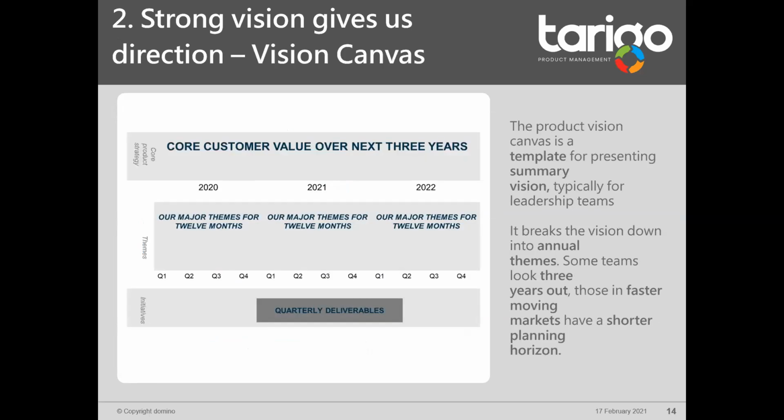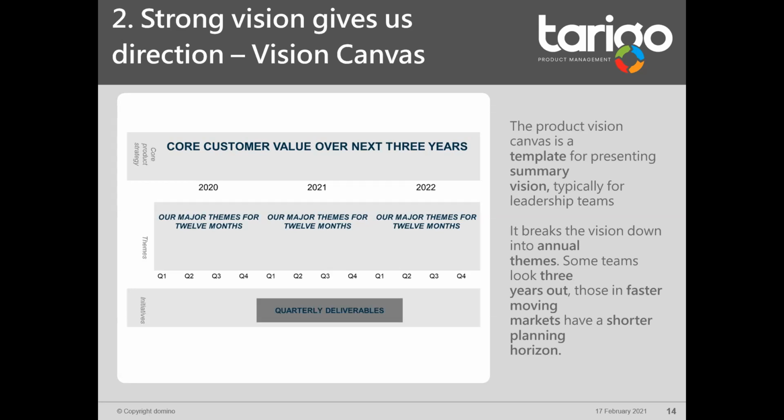Now, one technique that we use within product, and one thing that we teach within Tarigo, is having a one-page vision canvas. It's a surprisingly simple tool for breaking down our vision into one page, and it really helps to set the direction for our products, our services, and our team. In a simple way, we have the core strategy across the top, and that's what we want to deliver from a customer value perspective over the next 3 years.